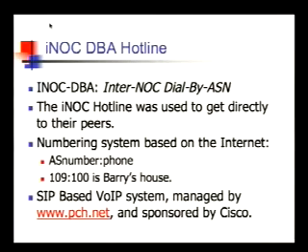INOC DBA stands for Internoc Dial by ASN. So the idea here is if you need to reach somebody at AS 109, for example, you pick up the phone and you could dial 109. And the phones would ring and you would get somebody who could deal with something having to do with AS 109. You can also have sub-extensions underneath an ASN. For example, Barry's phone number is 109 and then 100. So that's his extension under AS 109.